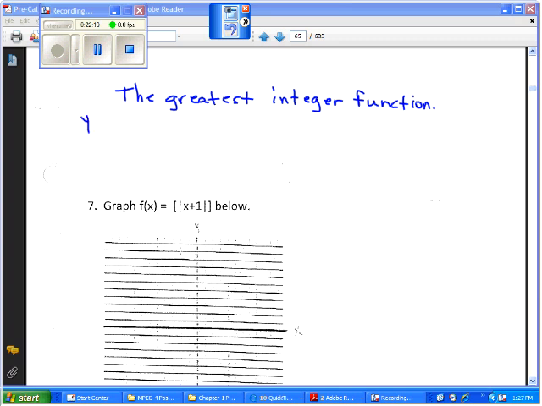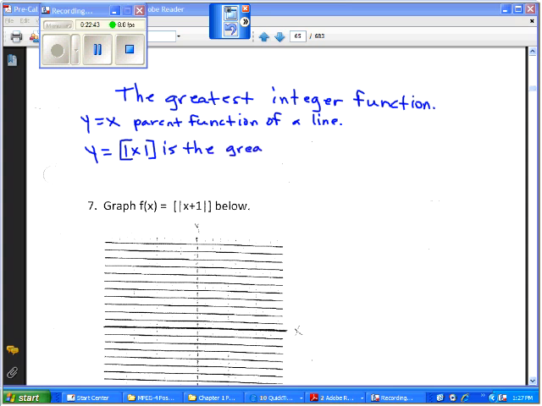Now, let's just do a little bit of review. Y equal x is the parent function of a line. Y equal x squared is the parent function of a quadratic. We could just keep talking about parent functions. Okay? Y equal is the greatest integer parent function.